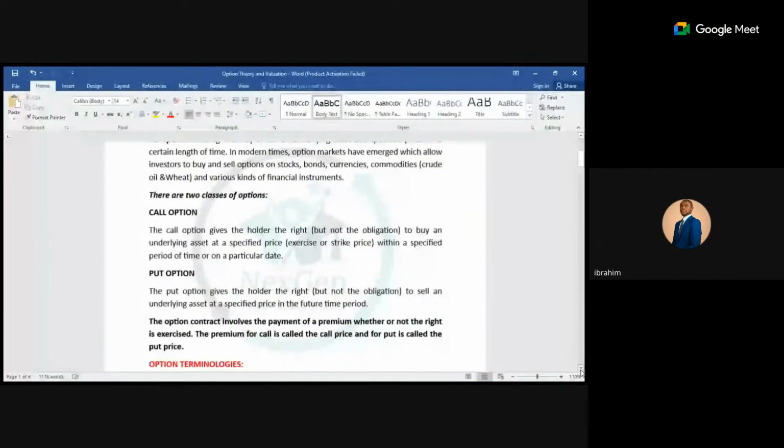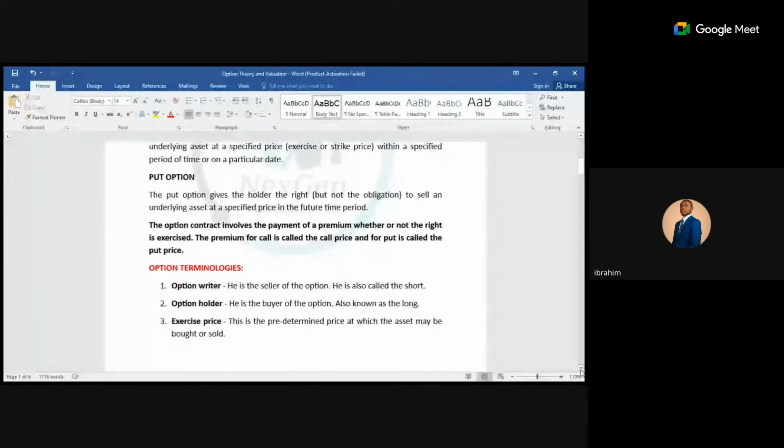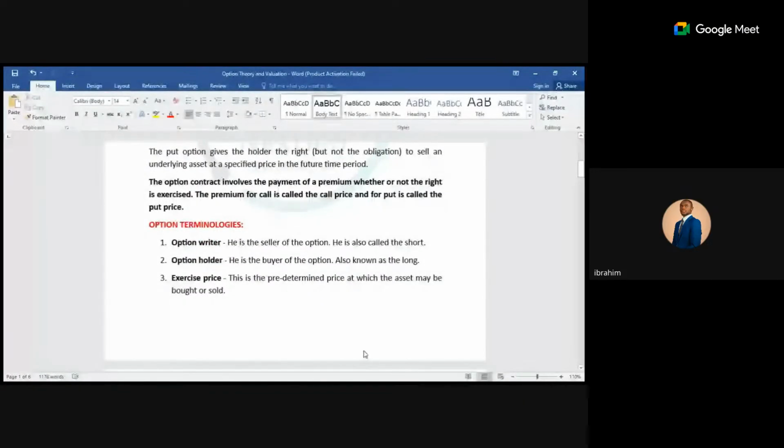We can also explain the option premium, just like we have in the stock market, where we have a transaction cost. When you want to buy or sell your shares in the stock market today, you will incur a transaction cost. So in an option market, there's what we call an option premium.